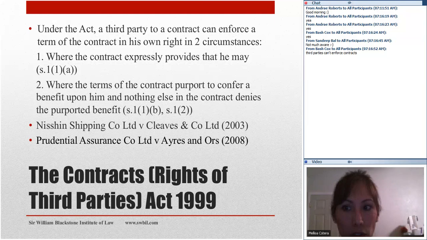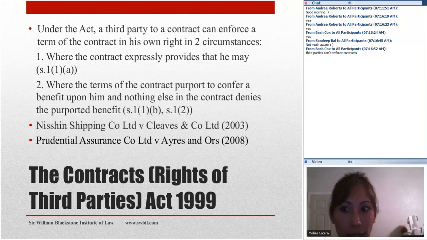Although Cleaves was not a party to any of the charter parties, in each charter party, Nisshin expressly agreed to pay a commission to Cleaves. In each charter party was an agreement between Nisshin and the charterers to arbitrate disputes. Nisshin subsequently declined to pay the commission to Cleaves. So Cleaves commenced arbitration against Nisshin under the arbitration agreement in the charter parties, seeking to recover the unpaid commissions. So the arbitral tribunal decided that it had jurisdiction.